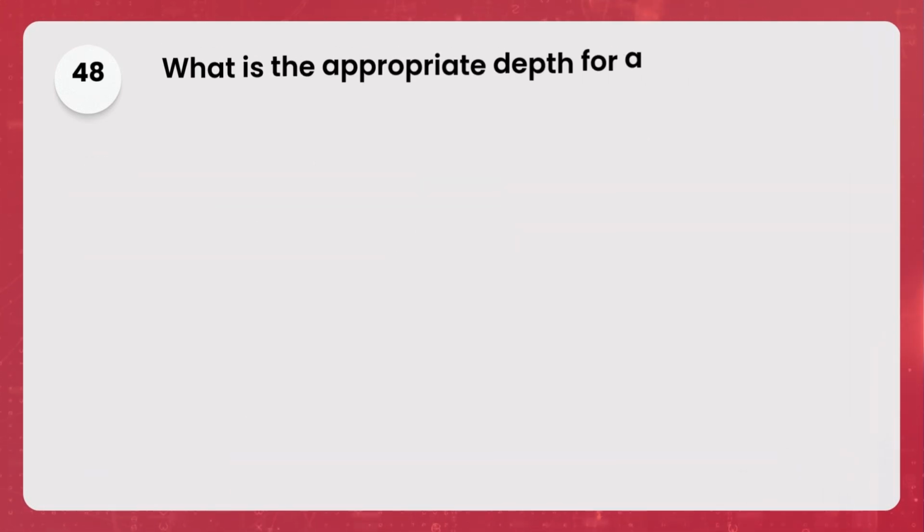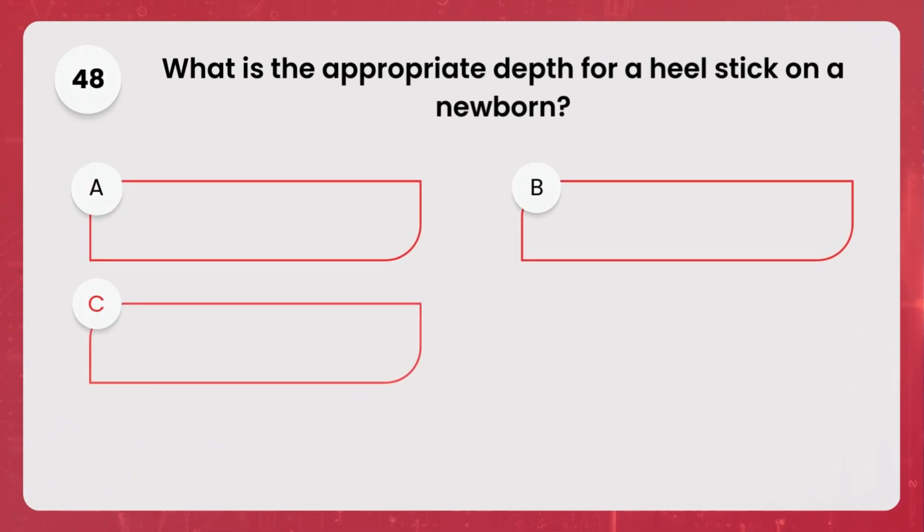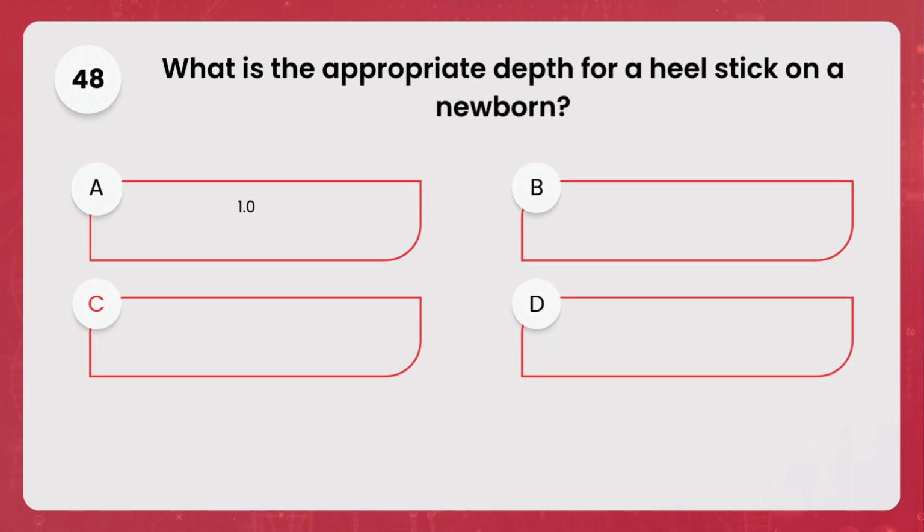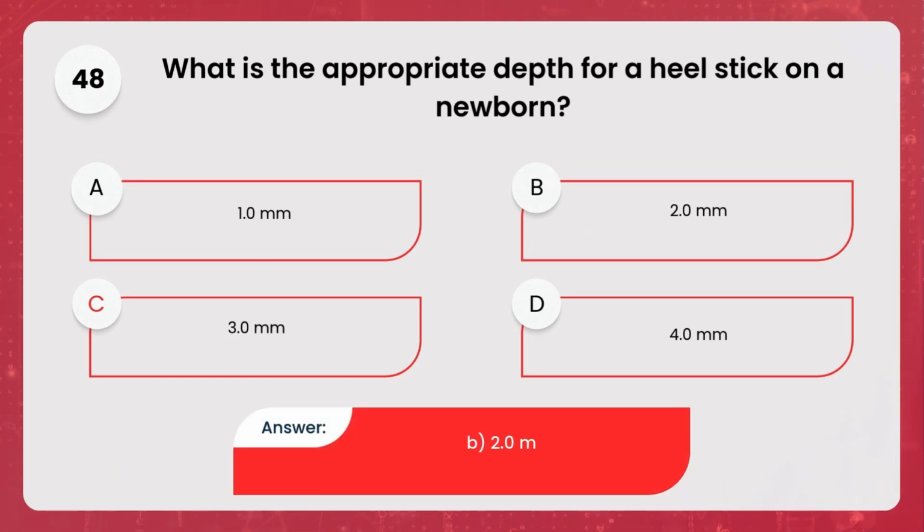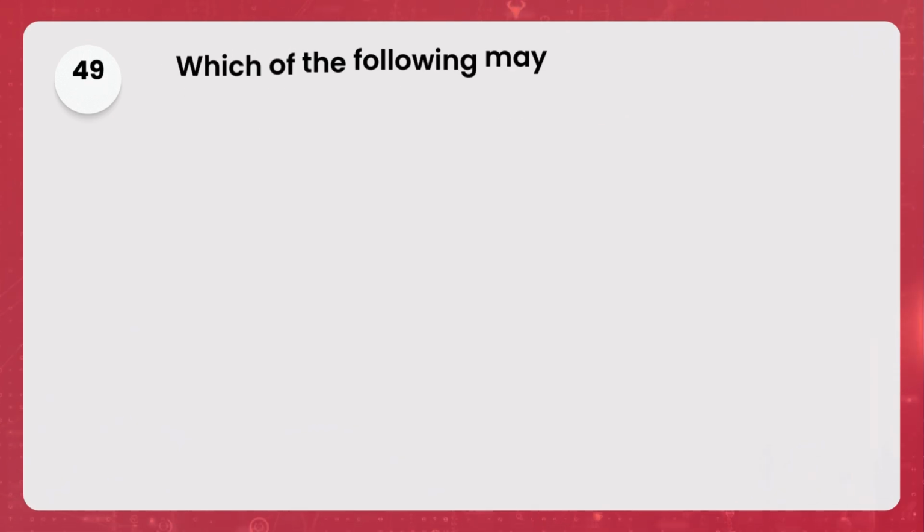Number 48. What is the appropriate depth for a heel stick on a newborn? A, 1.0 millimeters, B, 2.0 millimeters, C, 3.0 millimeters, and D, 4.0 millimeters. The answer is B.